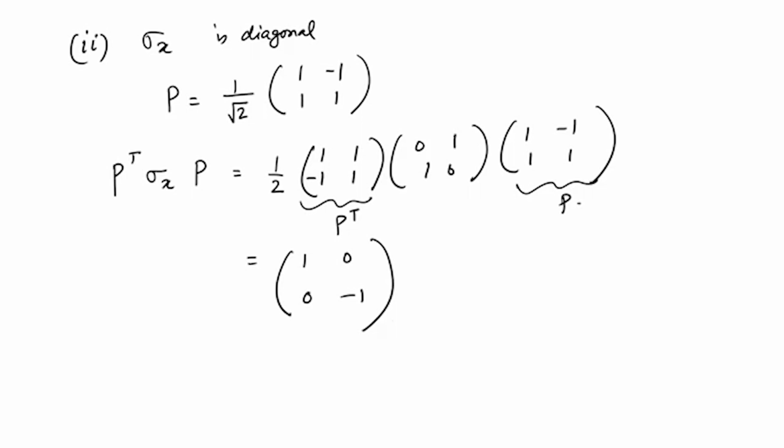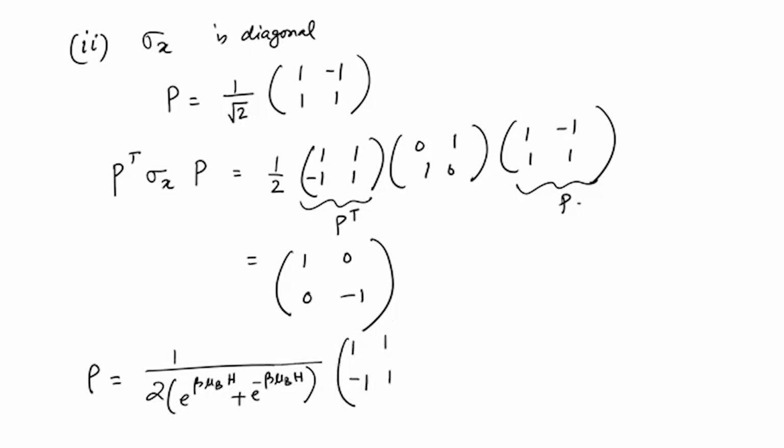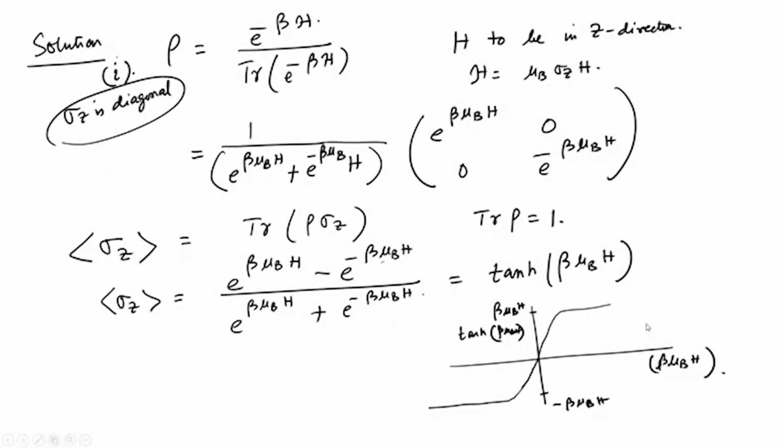So, what is the density matrix? The density matrix rho is equal to 1 over 2 times exponential beta mu b h plus exponential minus beta mu b h. This is equal to 1 1 1 minus 1 1, and then exponential beta mu b h 0 0 exponential minus beta mu b h. Let me just make sure that I have written all those things correctly. Yes.